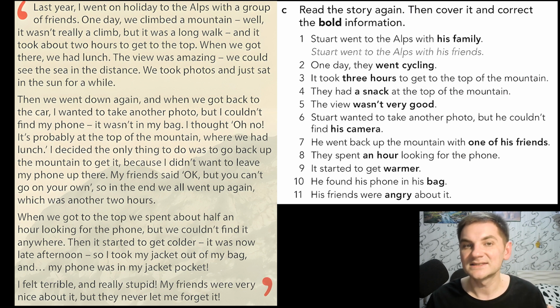Now, listen and read the story again, one more time, and then complete the task. So, you need to correct the bold information, like you change his family, went cycling, 3 hours, a snack, and so on. I hope you got the idea. Now you're ready to work, yeah? Let's go.